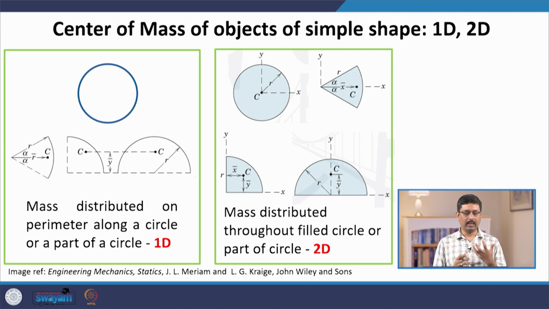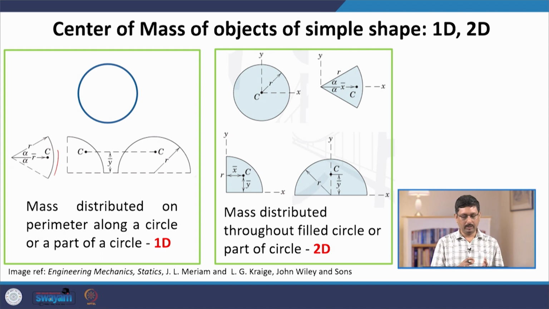Here are a few examples of objects of simple shape. Let us take a circle. This is a ring, and in this case the mass is distributed on the perimeter, shown as this blue line along a circle. This is an example, as before, of a 1D mass distribution. These are common examples for which it is relatively easy to compute the center of mass. We can take a full circle, or a half circle, or a quarter of a circle, or an arc, a part of a circle.